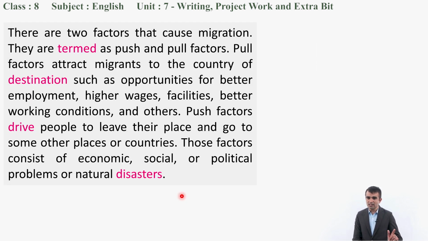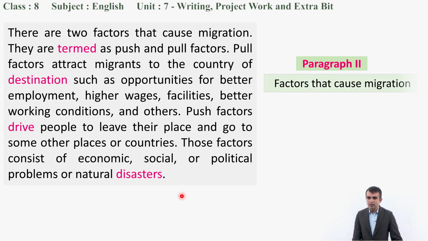And when you read the second paragraph, what is there? Paragraph second, factors that cause migration. What are the causative factors of migration? These are described here in terms of push factor and pull factor. So these are causes of migration. Only one thing is described here.